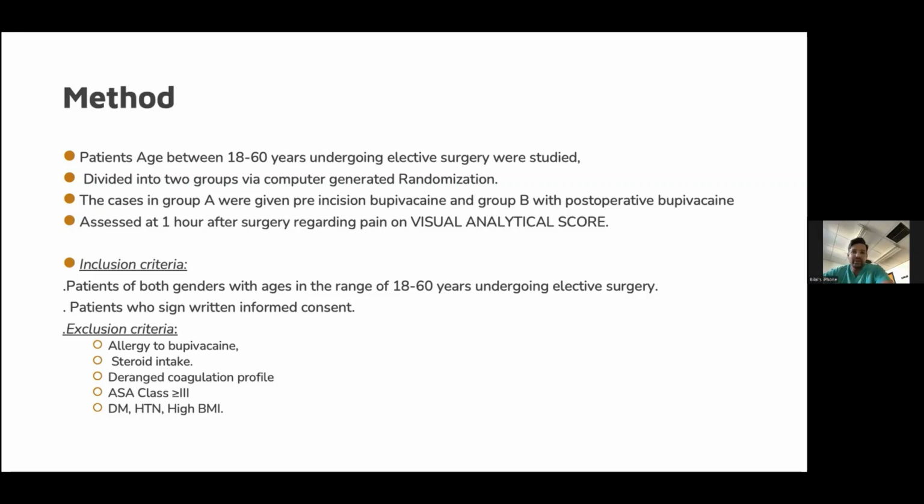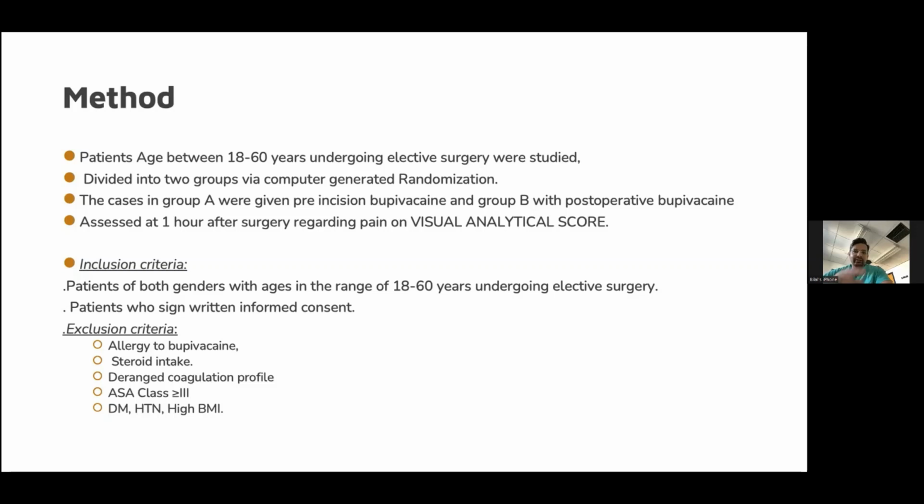So what was the inclusion criteria? Patients of both genders with ages in the range of 18 to 60 years, undergoing elective surgeries, and patients who signed the written informed consent to be a part of our research project.